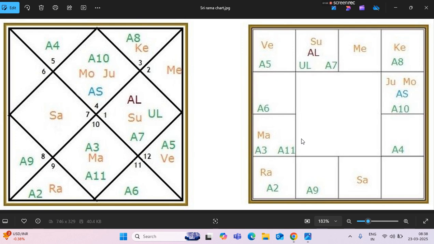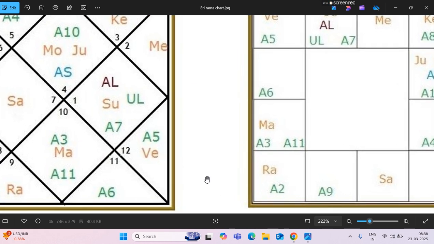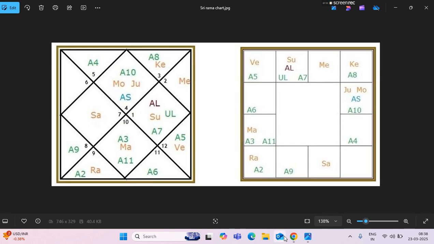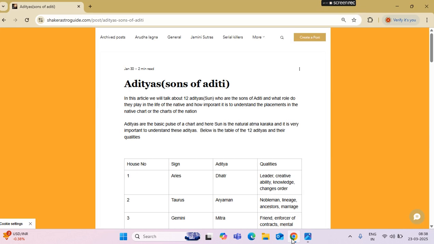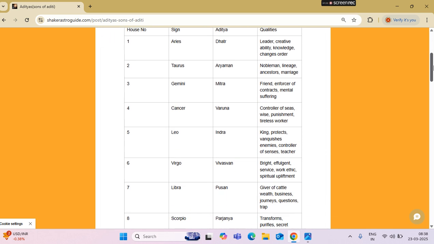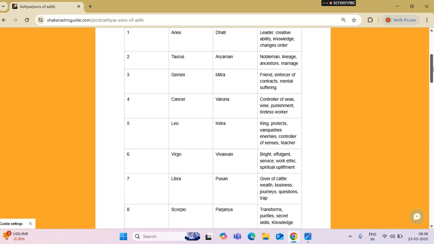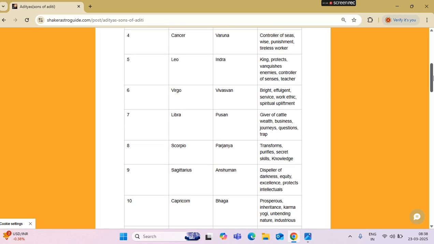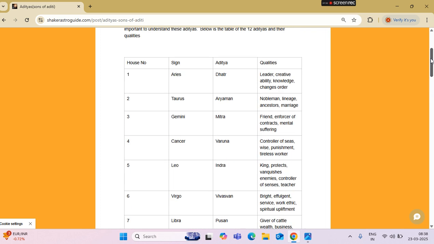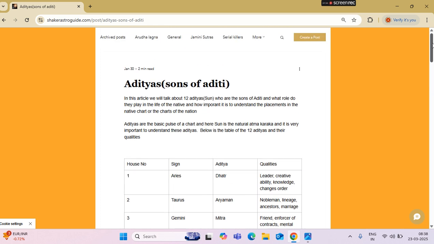Okay, there are 12 Adityas. I've already shown it in my previous video. What is this Aditya? Here I'm again showing you. So what is Datta? There are 12 Adityas. You can see here Datta, Aryaman, Mitra, Varuna, Indra, Vivaswan, Pushan, Parjanya, Anshuman, Bhaga, Twasta, and Vishnu. This you can find on my website, shekharastroguide.com. So I'm writing all these things for the benefit of our viewers and learners.